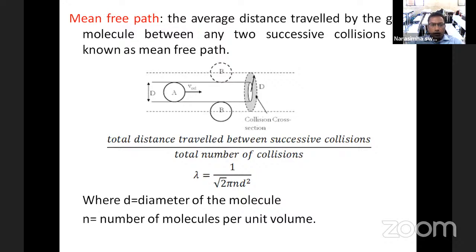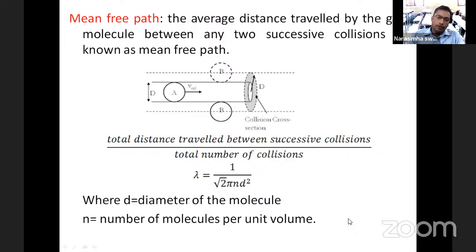Now moving to the mean free path. The average distance traveled by the gas molecule between any two successive collisions is known as the mean free path, which we discussed in the very beginning. Mean free path means the average distance traveled by the particle between any two successive collisions.